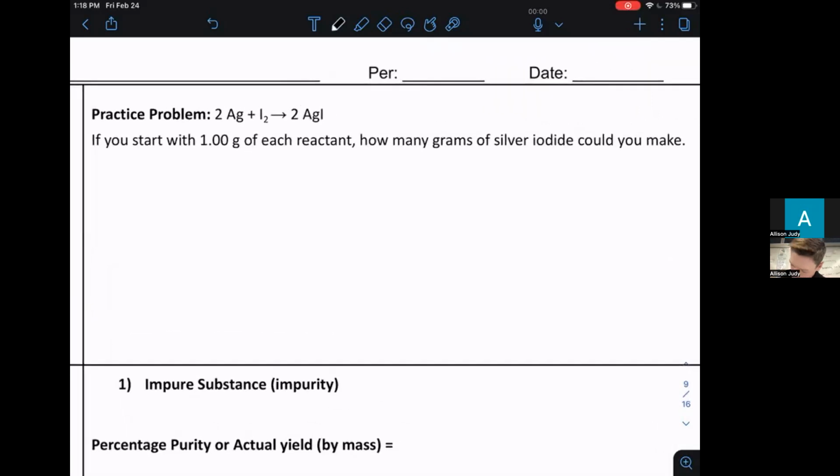If we start with 1.00 grams of silver, we are going to convert that to moles of silver. I can see that the molar mass is 107.87.